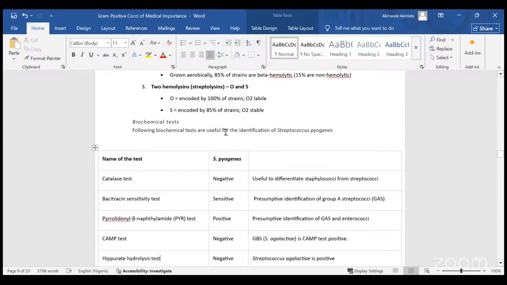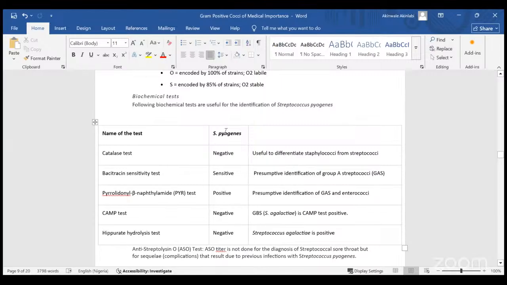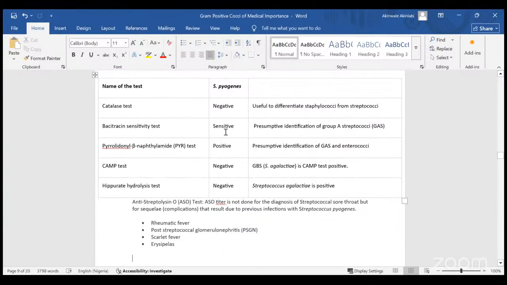So this Streptococcus pyogenes is sensitive to bacitracin. If you put a bacitracin disc on a blood agar or chocolate agar that is suspected to be Streptococcus pyogenes, you will see a clear zone of inhibition. Then we have all these tests, they are either positive or negative.